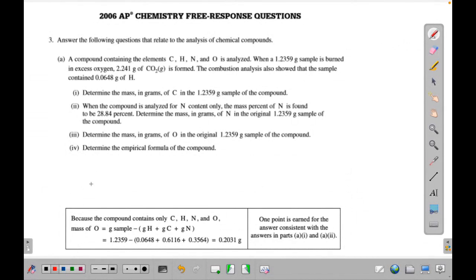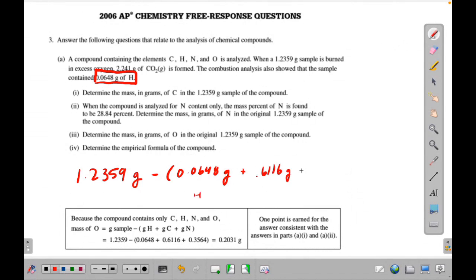In this case, the mass of oxygen, which we're trying to find, is going to be equal to the total of the whole compound minus the sum of all the other elements, which they did tell us. A lot of people miss this because they read it quickly the first time, like, how the heck am I supposed to know the hydrogen? Well, they gave it to you right there. That's how you should know. All right, so 0.0648 grams, that's our hydrogen, plus the original one, 0.6116 grams of carbon, plus the 0.3564 grams of nitrogen.